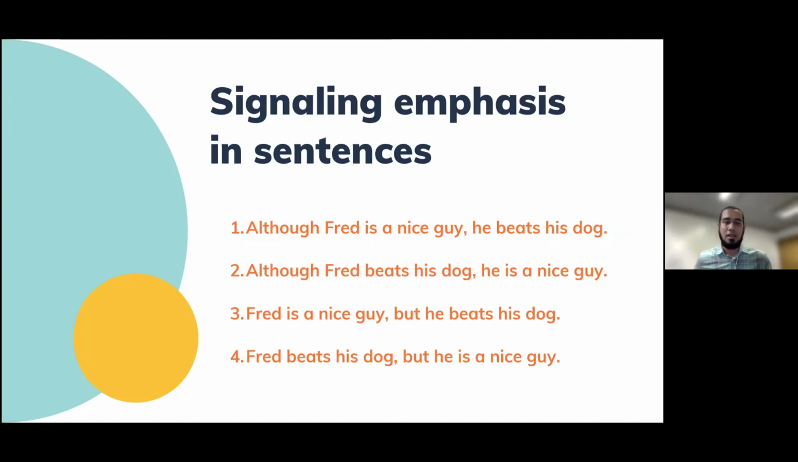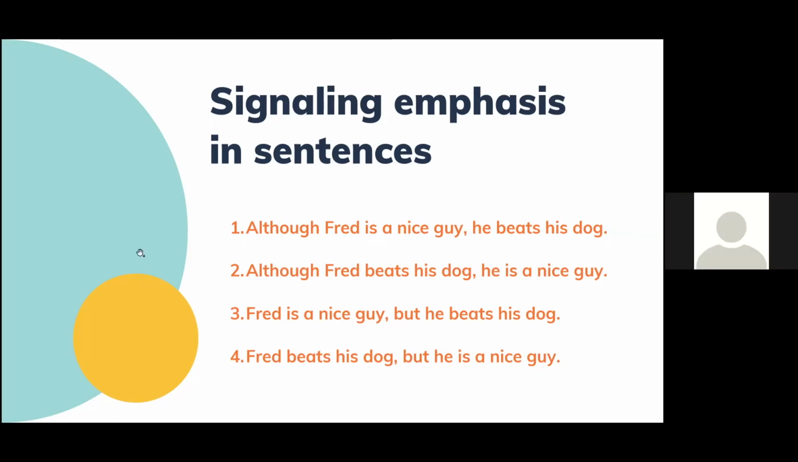Okay, last sentence. Fred beats his dog, but he's a nice guy. Okay, so Isa, you are using two different ways of signaling. Oh, okay, most of you guys are positive. Yes. Okay, Isa is negative. Oh, no, I'm positive. You're positive. Positive and then some negative.